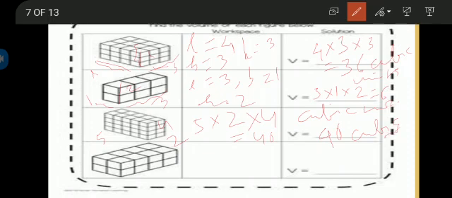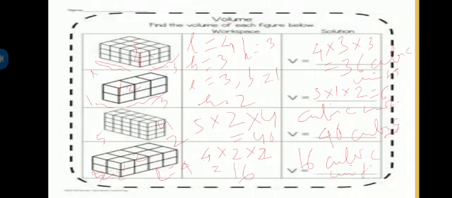So you can see, in the fourth figure, lengthwise 4 cubes are present, breadthwise 2 cubes are present, and heightwise 2 cubes are present. So 4 into 2 into 2. 4 twos are 8, into 2, that is 16 cubic units. So in this way we can find the volume of a regular shaped cube.